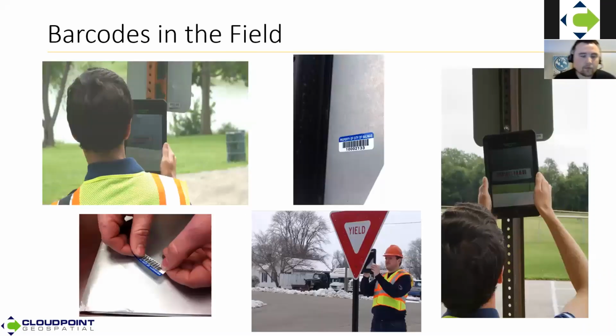Here's an example of what this looks like out in the field. The barcodes are attached, usually to the back of the sign, and you can see in some of these images here to scan those barcode readables on the signs.